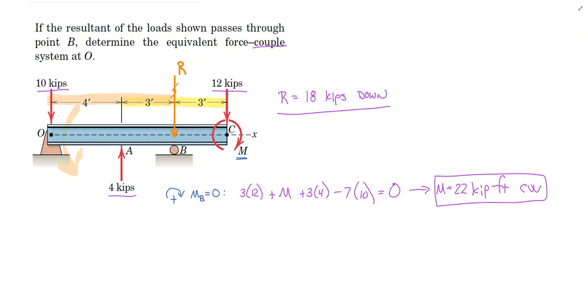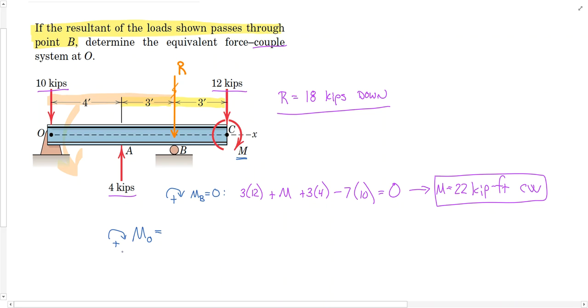So the problem statement telling us that the resultant has to pass through B is a piece of information that we use to determine M. Now that we have M, we'll have to find a new moment made by the 12 kip, 4 kip, 10 kip, and the applied couple of 22 kip feet, but we'll do it at point O. So our resultant will not change. That's still going to be 18 kips down. And now all we have to do is compute the moment that we have around O. And again, we can take clockwise positive.